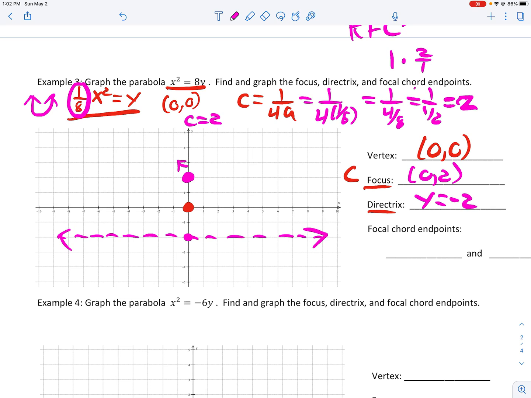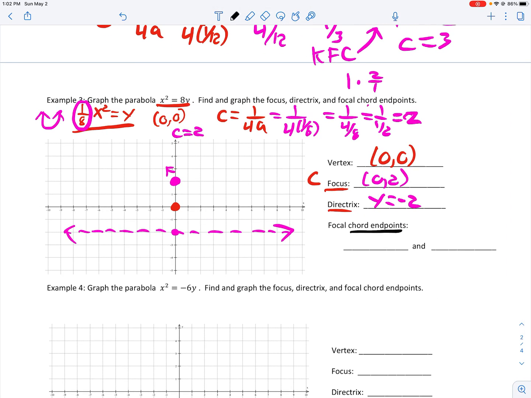The focus is a point. The directrix is a line. Definition of a parabola: a set of points that are equidistant from a given point, the focus, and a given line, the directrix. So now, to find the endpoints, that's going to be 2c. It's going to be twice the length of c. So if c is 2, twice as big would be 4.